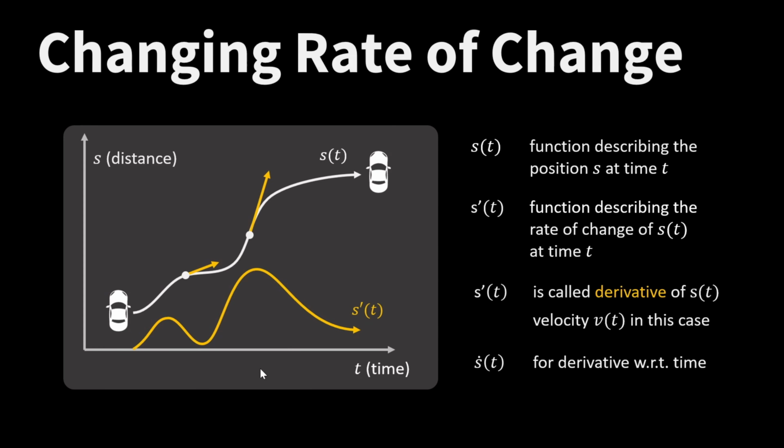Now let's have a look at s prime. At this point it is 0, which means the rate of change of s is 0, so it's a flat curve. Then the rate of change increases. Here we have a maximum of the rate of change, so this is also the point where s is steepest. Then the rate of change decreases, which means the slope of s decreases as well. At this point we have the maximum of the derivative s prime, which means at this point we have the maximal rate of change, or the maximal slope of s.